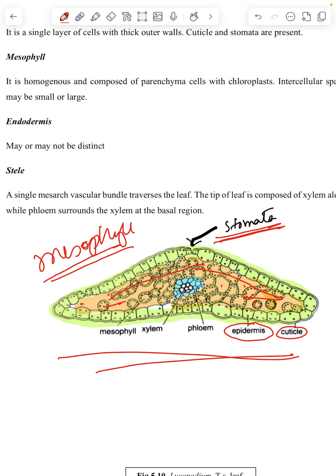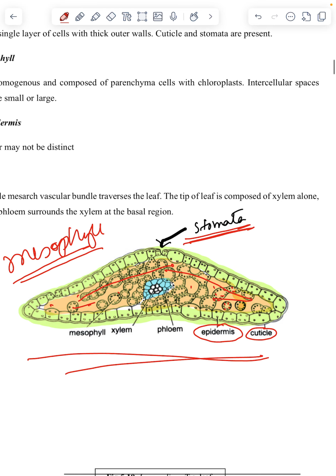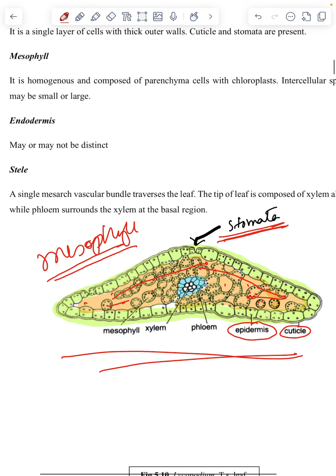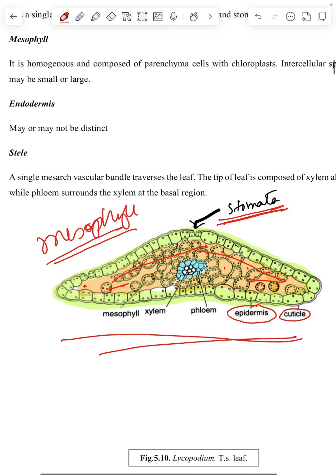The stele in this case is a mesarch vascular bundle, and the tip of the leaf on the other hand is composed of xylem alone, no phloem, whereas at the base of the leaf the phloem surrounds the xylem. So this was about the anatomy of stem, root and leaf in Lycopodium.